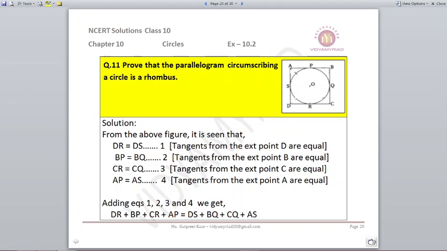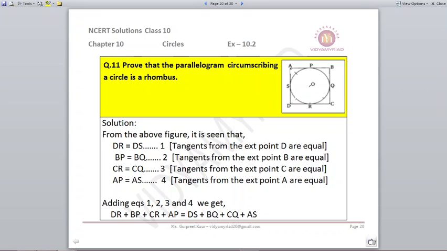Prove that the parallelogram circumscribing a circle is a rhombus. Now we have to prove ABCD is a rhombus. What is the property of a rhombus? That all its adjacent sides should be equal. So let us again prove it with the help of the tangents property, that they are equal from the external point. So here if we look at the diagram, DR is equal to DS, BP is equal to BQ, CR is equal to CQ, and AP is equal to AS.